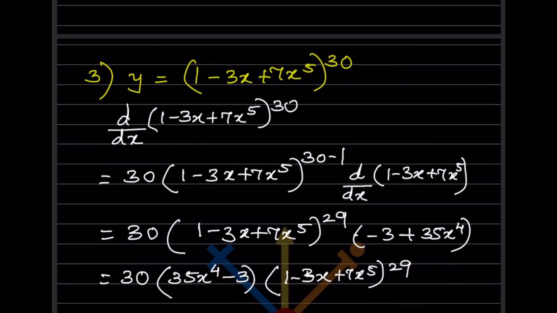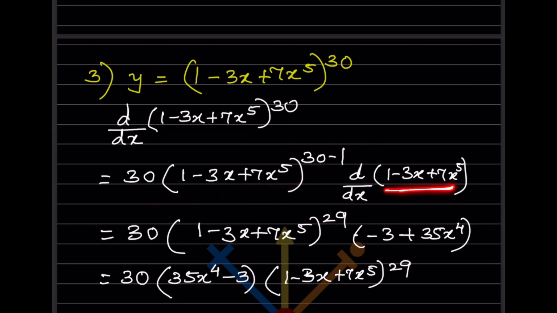Now when y = (1 − 3x + 7x^5)^30, you will take d/dx of this one. What will be here first? This is n, this is the whole part, and 30 minus 1 is n minus 1, into d/dx of this, the inner layer. So this is going to be 29, rest all the same.